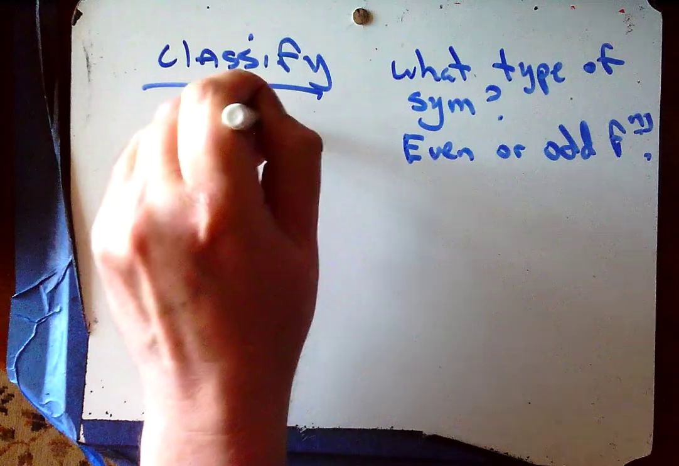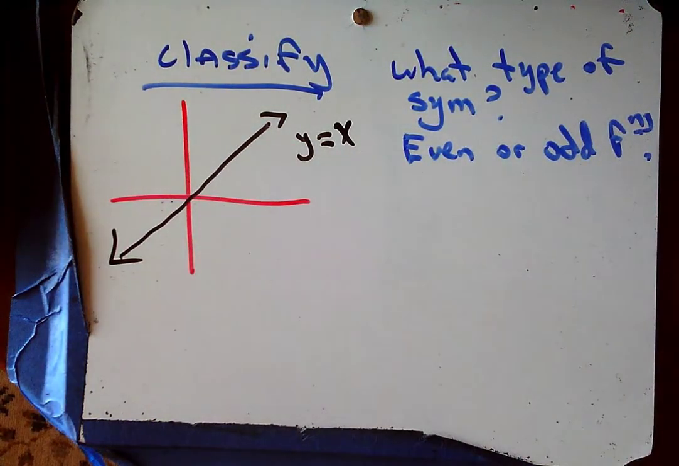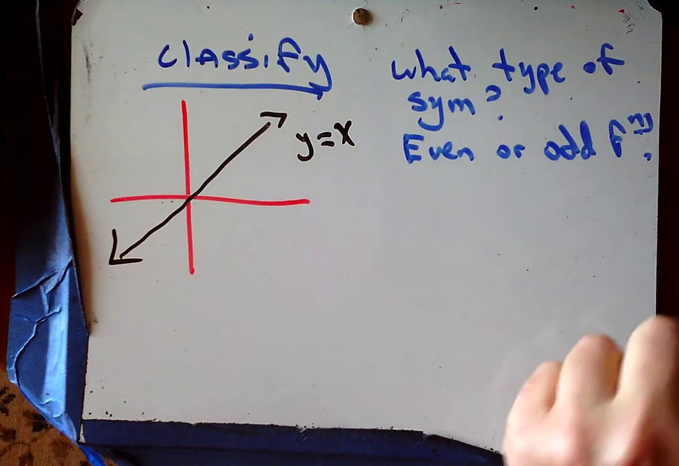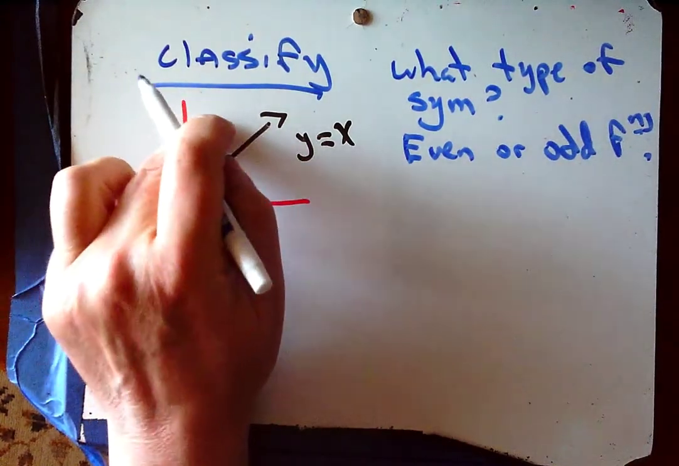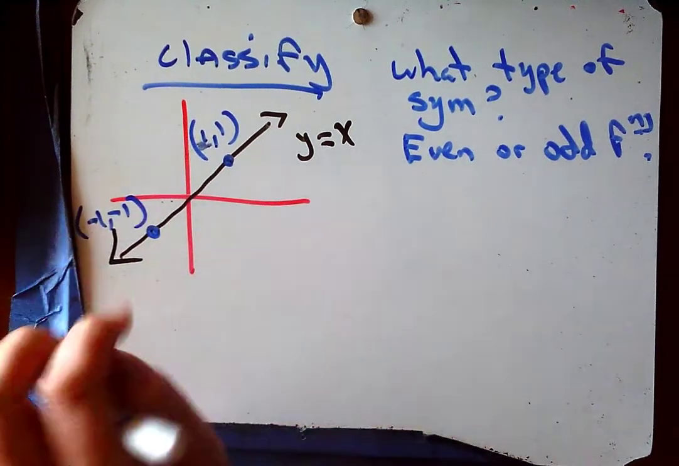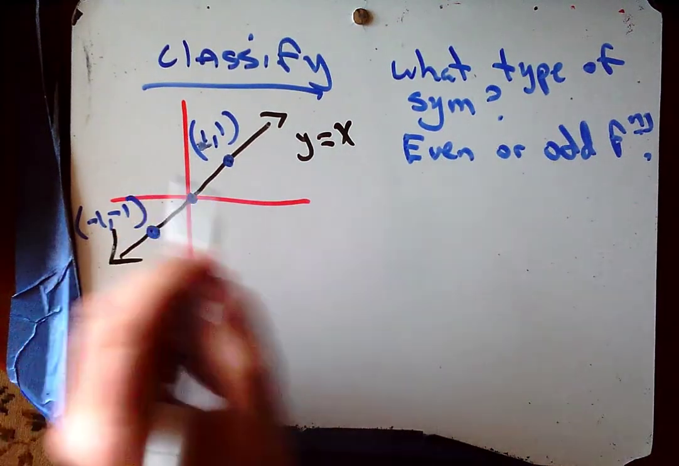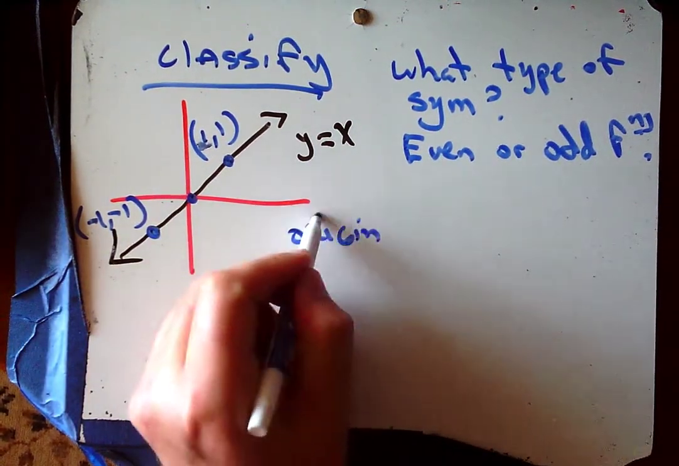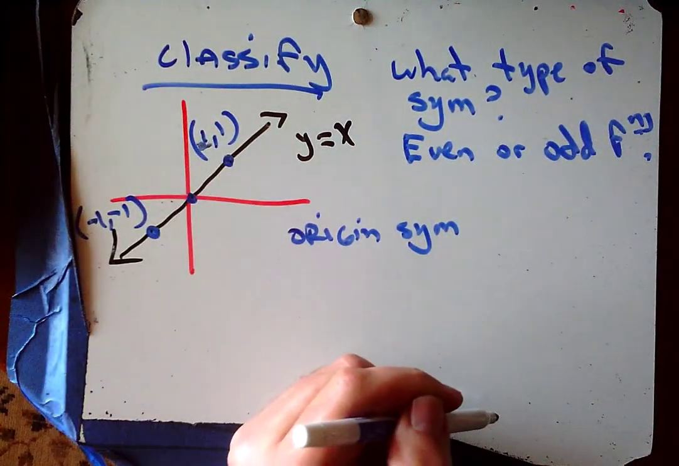The line y equals x. Is that even or odd? You might want to pause the video, take a second to think about this. Come back if you're not sure or you're ready to answer. Well, I know this to be something that has origin symmetry because I see we've changed both x and y's as we reflected through the origin. Origin symmetry. And it's definitely a function because it passes the vertical line test.